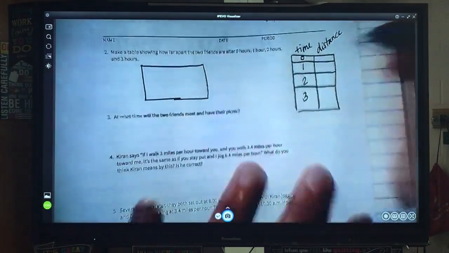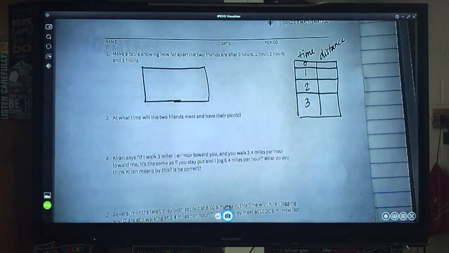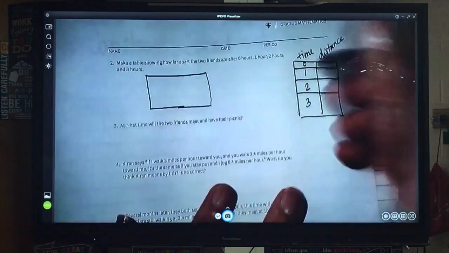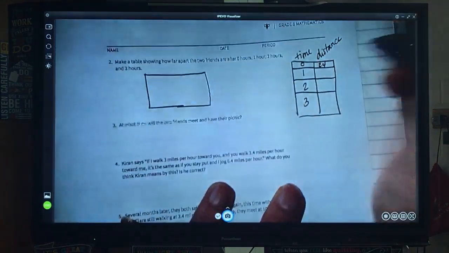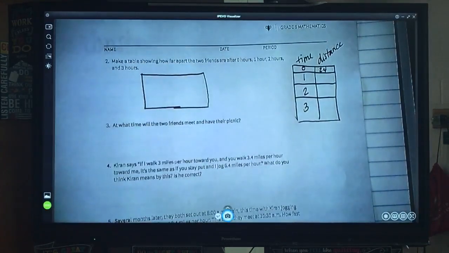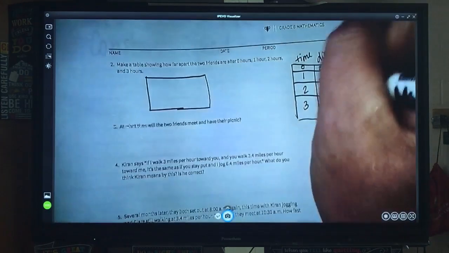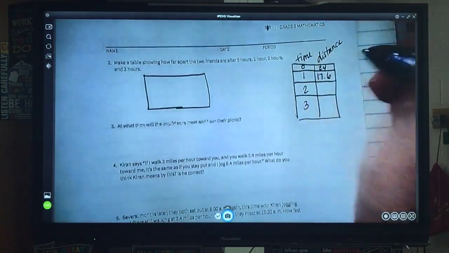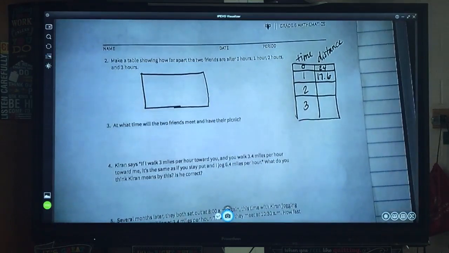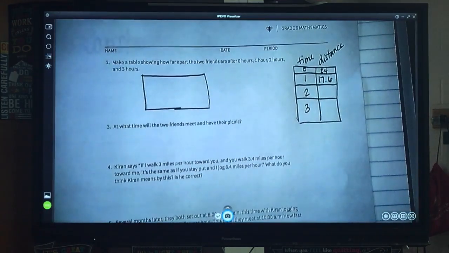With 0 hours just starting out, what's their distance? Ethan? 24 miles. So then 1 hour in, what is their distance? Michaela? 17.6. And what did you do to figure that out? I looked at the problem before that, and I did the same strategy that Kaylee did. So you just started subtracting 6 4/10 from each one.